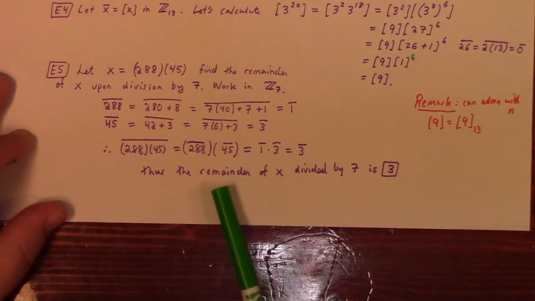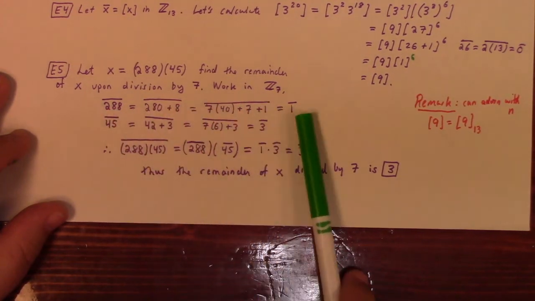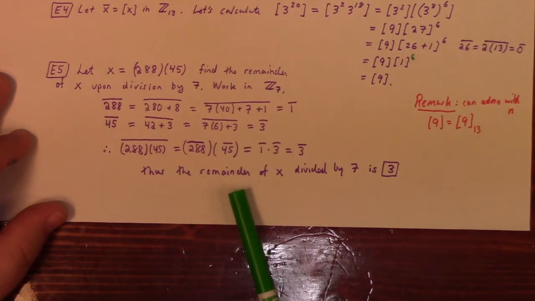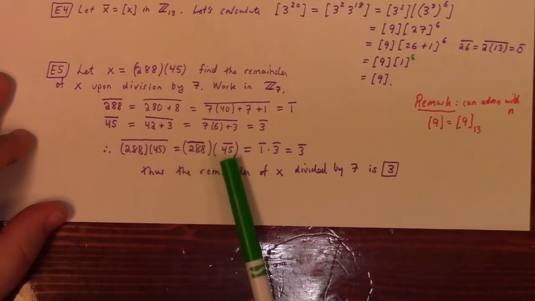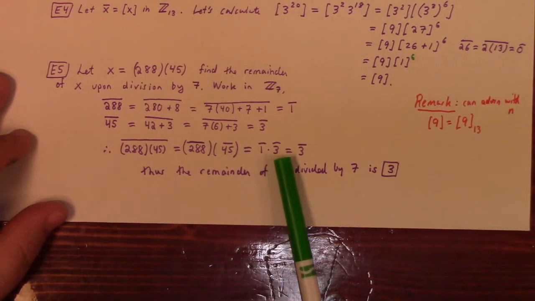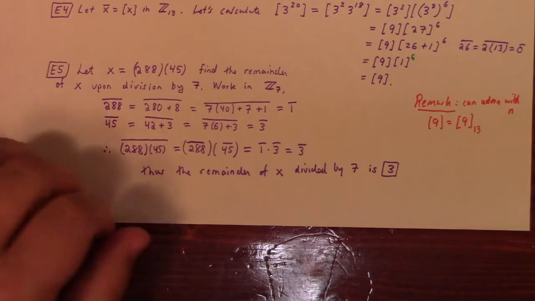And so what do we have? 288 bar is 1 bar, 45 bar is 3 bar in Z7, all right? And so when I multiply these two, I multiply the equivalence classes, which have this lovely reduction to 1 bar and 3 bar, which then multiply to give me 3 bar, right? So the remainder of x divided by 7 is 3. This is a very nice computational method.